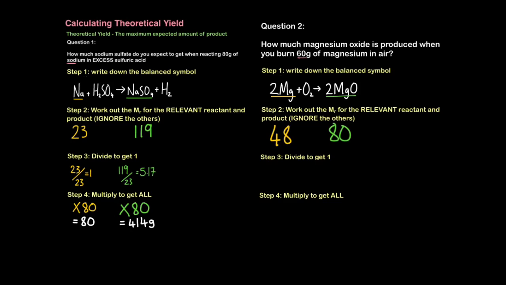60 units of magnesium give you? Well, you divide 48 by 48 to scale it down to 1, but you must do the same to the other side. So 80 divided by 48, and that will give you 1.67. So for every 1 unit of magnesium used, you'll get 1.67 units of magnesium oxide. Now you just have to scale up to get 60. So to scale this up to 60, you multiply by 60 and do the same to the other side because it's an equation. What you do to one side, you do to the other. So it'll tell you that if you react 60 grams of magnesium in air, you'll get 100 grams of magnesium oxide.